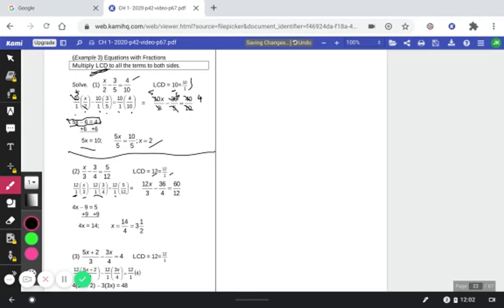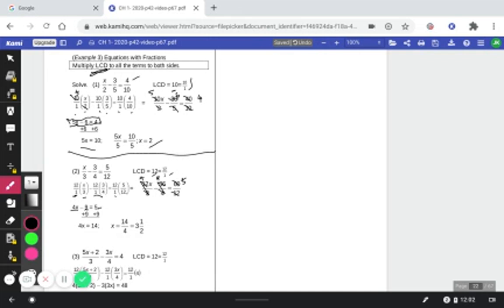Now when you do that, the denominator cancels with the numerator. As 3 goes into 12 four times, the first term becomes 4x, minus the second term: 4 goes into 12 three times, 3 times 3 is 9, so it turns into 9. So 4x minus 9 equals, 12 goes into 12 once, times 5, which is 5. So this whole scary fractional equation becomes 4x minus 9 equals 5, a normal equation.